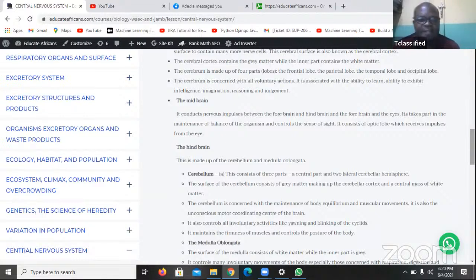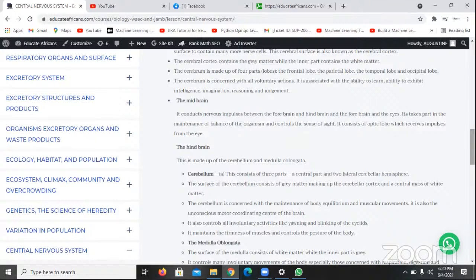Okay, the hindbrain. Let's go to the hindbrain. This is made up of the cerebellum and medulla oblongata. So this is the hindbrain, the back of the brain. The forebrain, midbrain, hindbrain. So the hindbrain is made up of the cerebellum and the medulla oblongata.